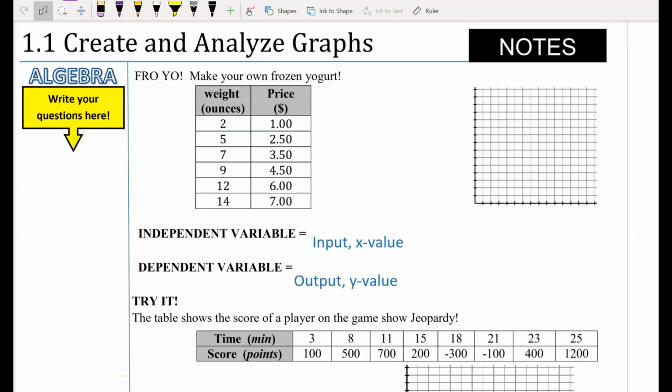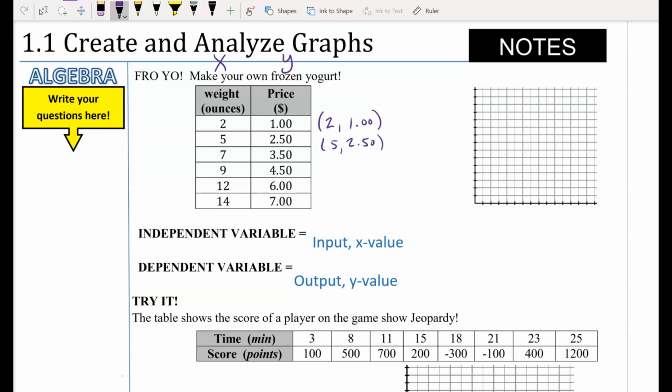So when we're talking about an ordered pair, the independent variable is x, the dependent variable is y. In this table, the first column is our x, and the second column is our y. We could take the values in this table and we could write them as ordered pairs, like 2, $1 and 5, $2.50. Those are the things that go together. We could do that for the whole table. These are the points that we're going to plot for our scatter plot.